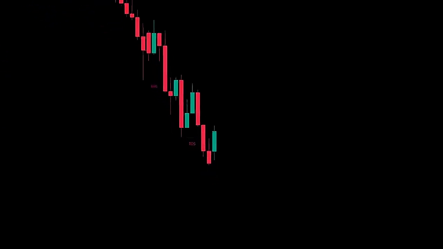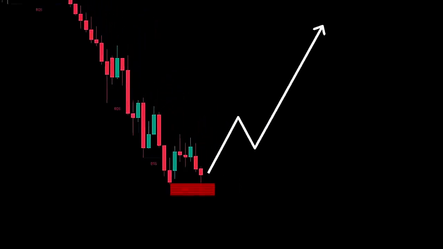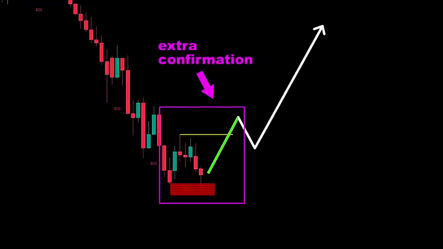On the lower time frame, you want evidence of potential reversal. A powerful signal is a bullish liquidity grab. This develops when price drops below a recent low, clears stop orders, then rapidly reverses higher. If this movement also breaks short-term bearish structure on the lower time frame, it provides extra confirmation. Essentially, it creates a change of character.